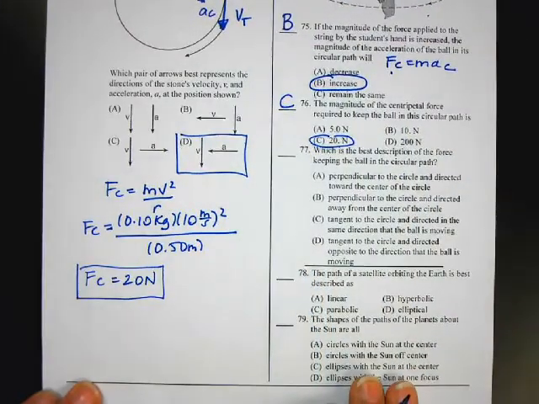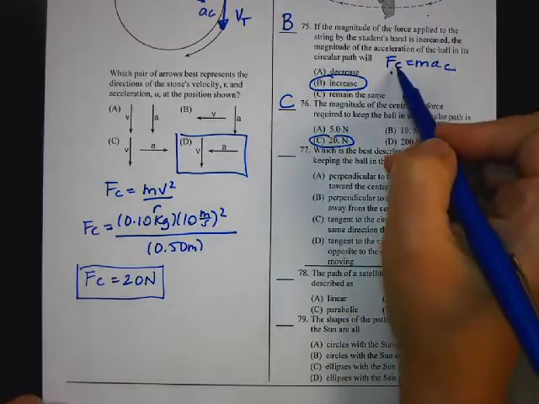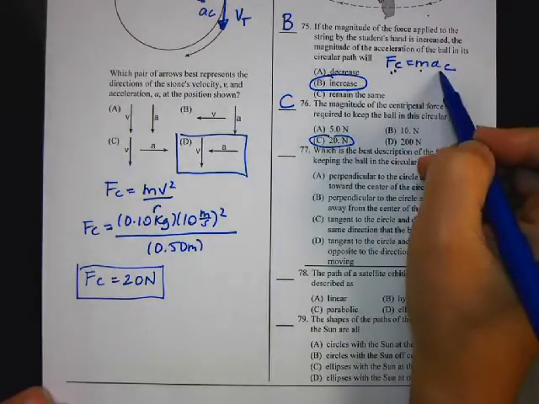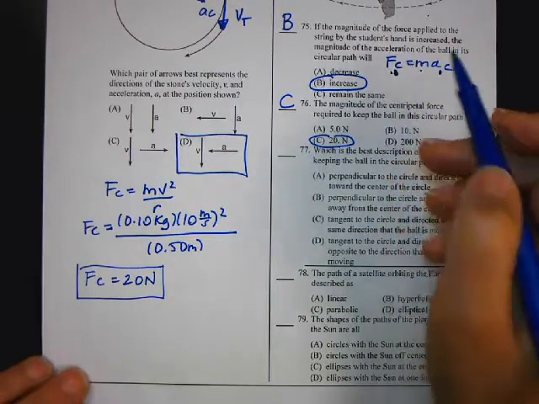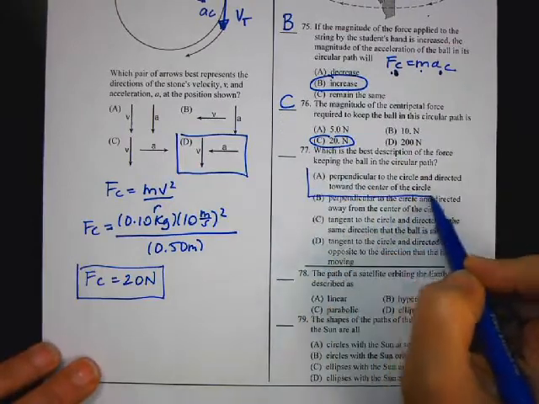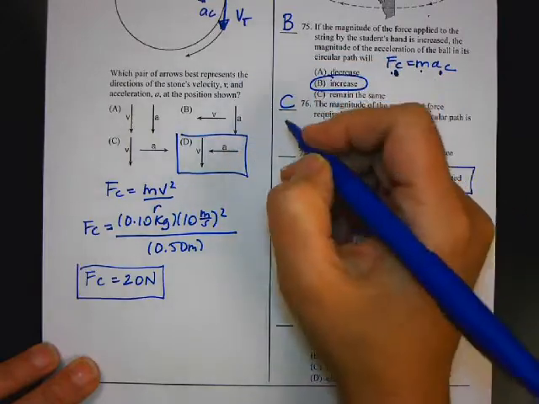All right, number 77. Number 77 says, which is the best description of the force keeping the ball? So we know that because centripetal force is equal to m a C, whatever direction the centripetal acceleration is, the same direction of the force is going to go towards the center. So it's going to be choice A, perpendicular to the circle and directed towards the center. So that's going to be A.